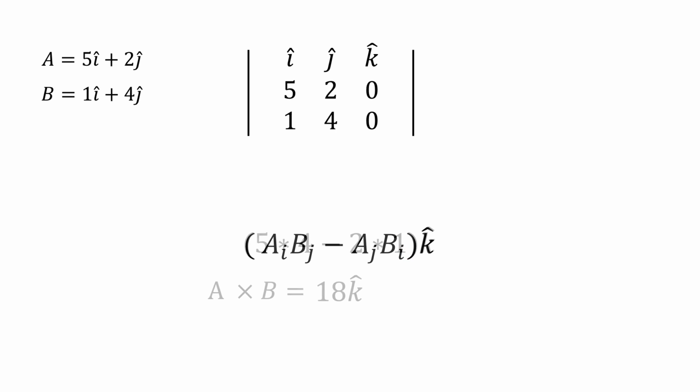Plugging in for the variables yields 20 minus 2, so our cross product must be equal to 18 in the positive k-hat direction, exactly as we determined previously.